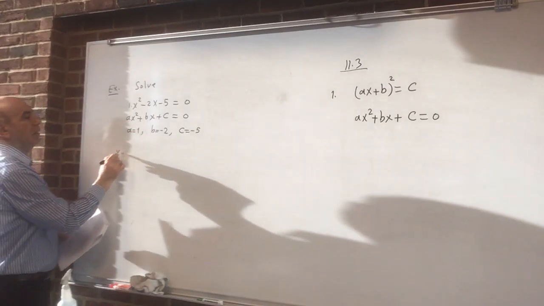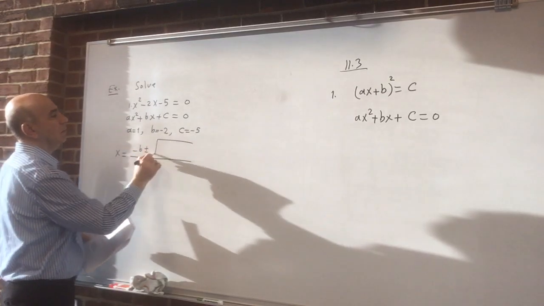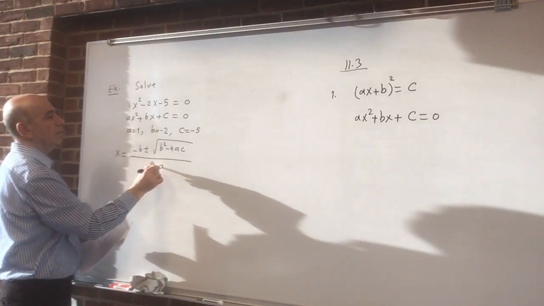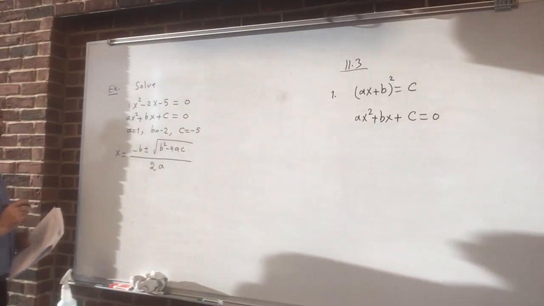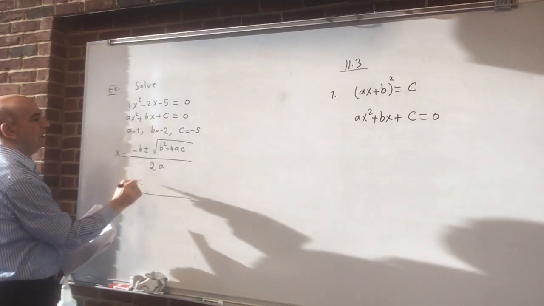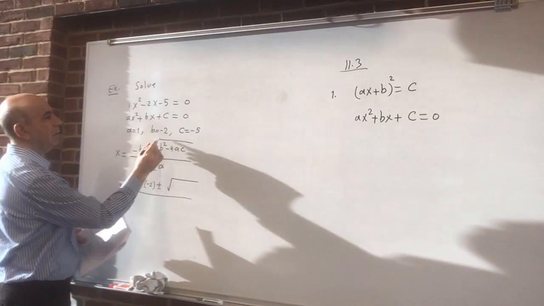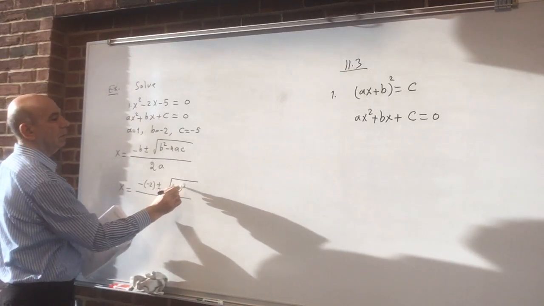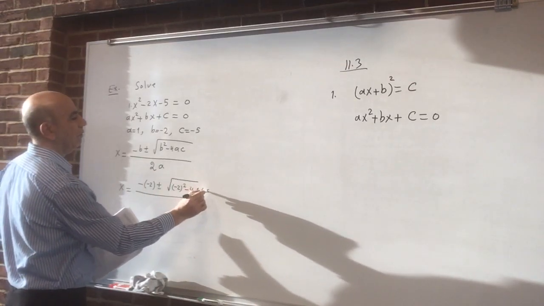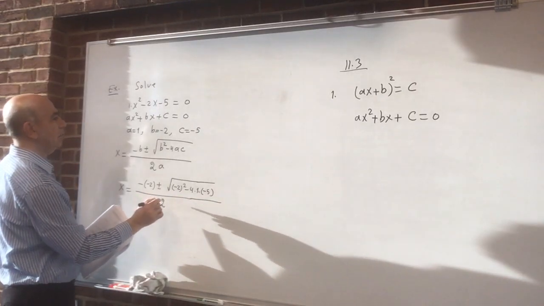So x equals minus b plus minus square root of b squared minus 4ac, over 2a. Then simplify. So x equals negative b, b is negative 2, plus minus square root of negative 2 squared minus 4 times a is 1, c is negative 5, divided by 2 times a. A here is 1.